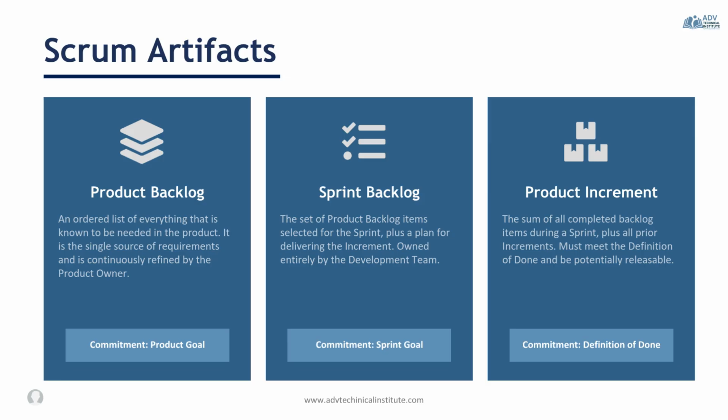The key takeaway is that each Scrum artifact has a commitment that answers a specific question. The product goal tells us where we're going, the sprint goal tells us what we're trying to achieve this sprint, and the definition of done tells us when the work is truly complete. Quick memory tip: product backlog equals product goal, sprint backlog equals sprint goal, increment equals definition of done. Goal, goal, done is a simple way to remember the Scrum artifacts and their associated commitments for the PMP exam.